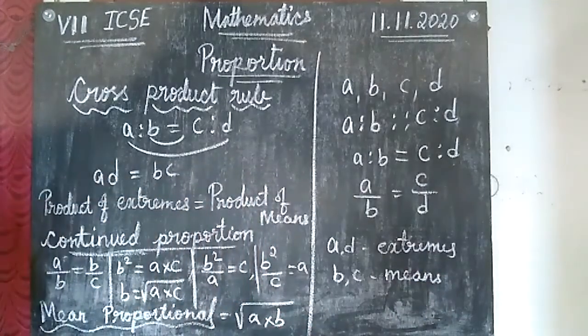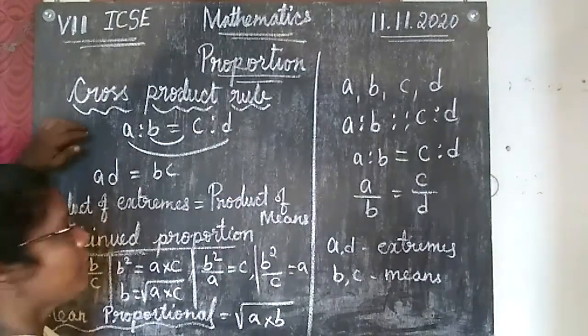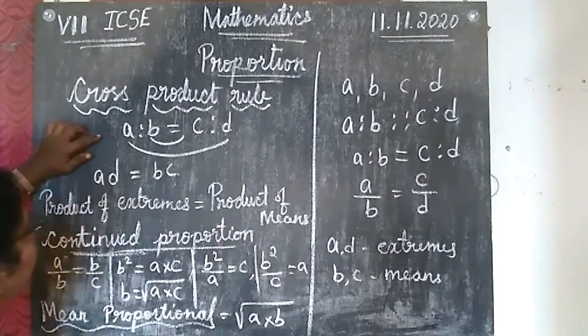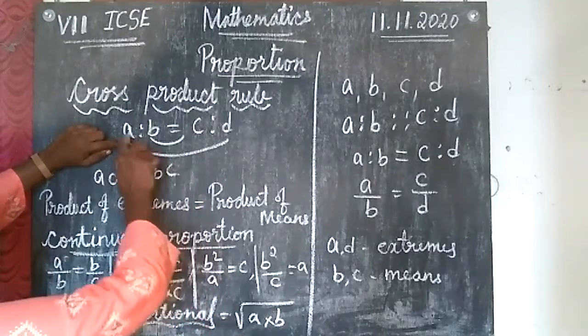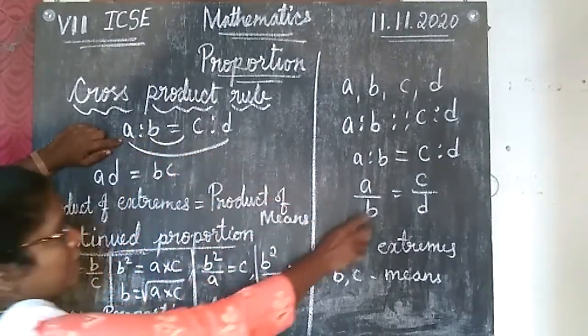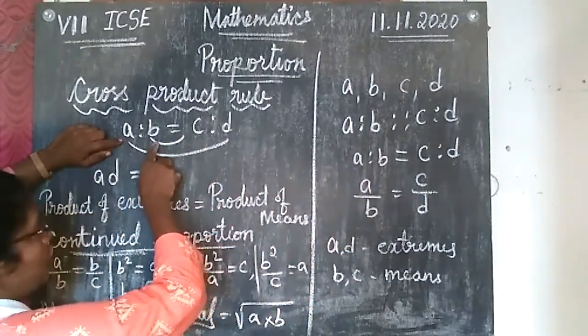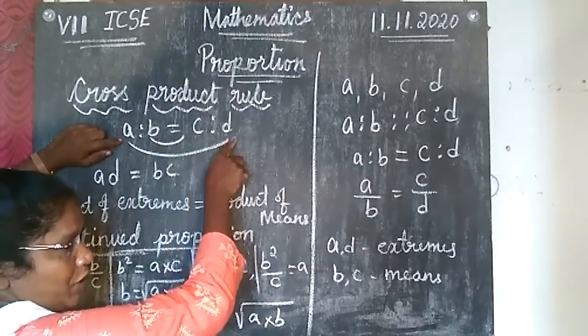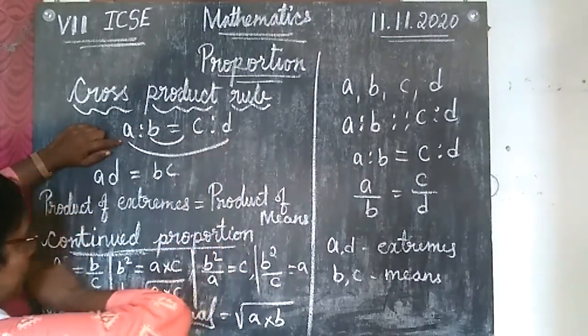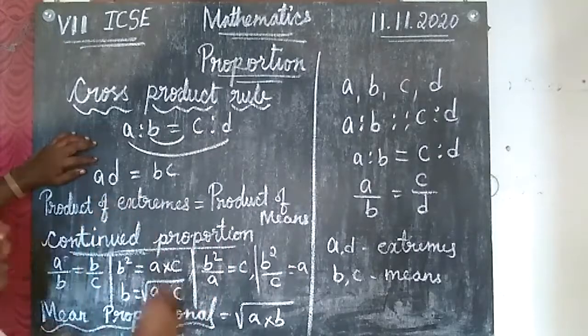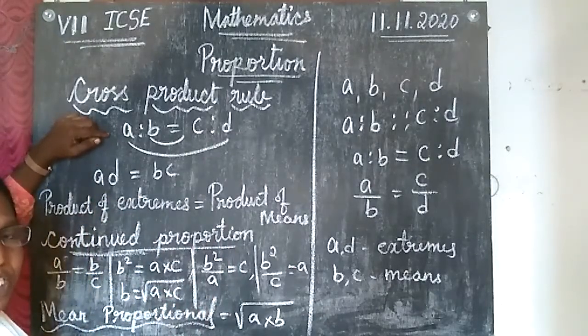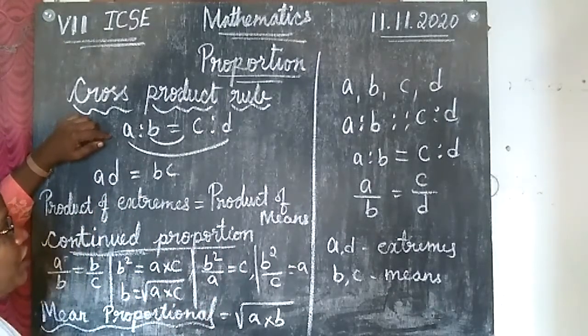Okay, let's move to cross product rule. Cross product rule means we know that A is to B is equal to C is to D. Two ratios are equivalent here. So now I am taking the product of extremes. What is the product of extremes?